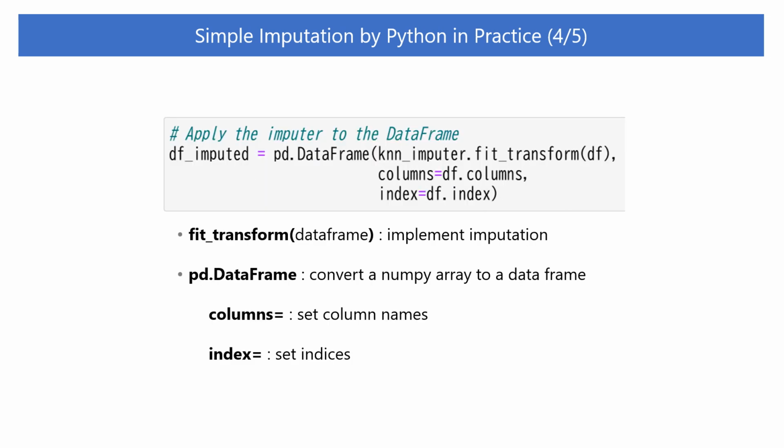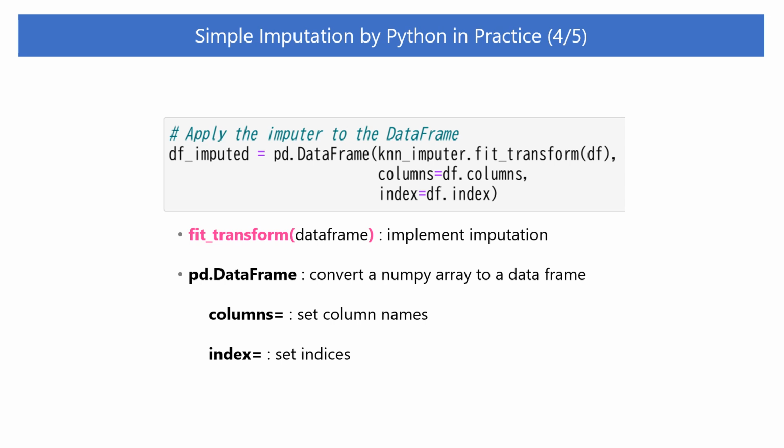Next step is imputation. Apply fit_transform to the initialized KNN imputer to implement KNN imputation to the entire data frame. By putting the entire data frame inside the brackets of fit_transform, we can impute all missing values in this data frame df. It enables us to impute missing values in all columns of the data frame at the same time.